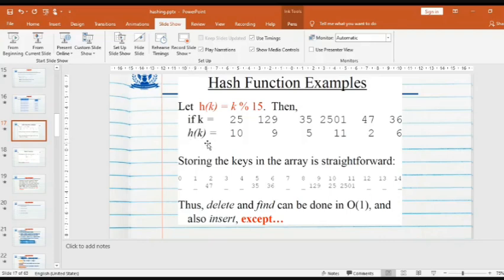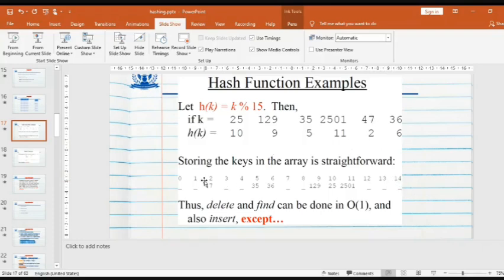So now we have h of k values: 10, 9, 5, 11, 2, 6 are the h of k values. We have to store these keys in the array in a straightforward manner. The indices are 0, 1, 2, 3, 4, 5, 6 up to 14, because the maximum value here is 11, so we can choose 14 as the maximum size of the hash table.